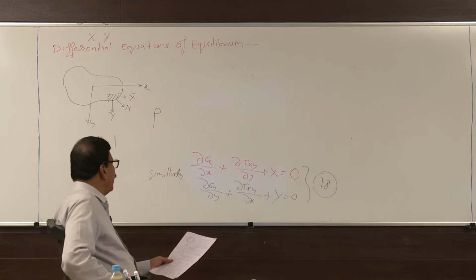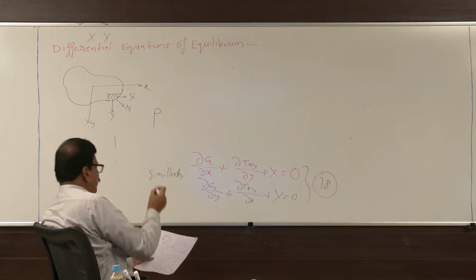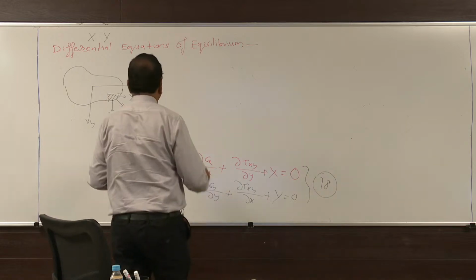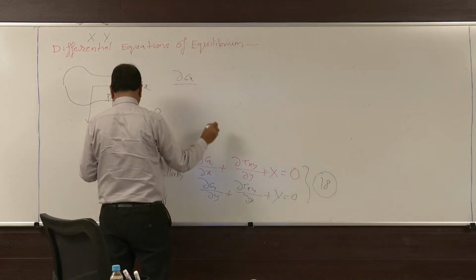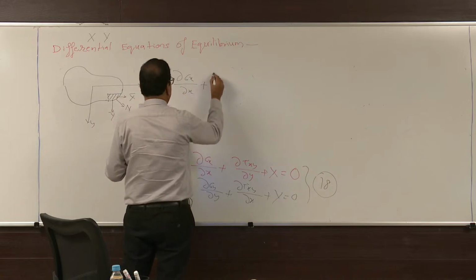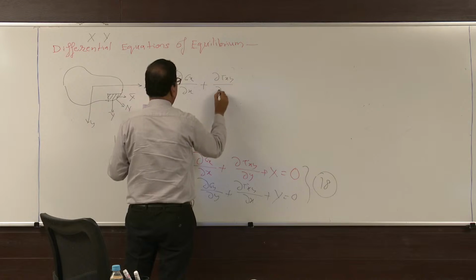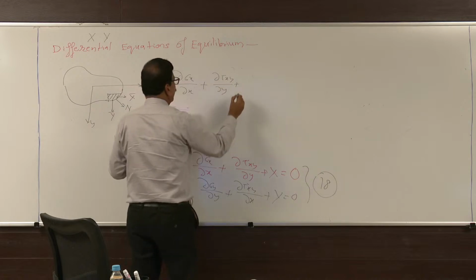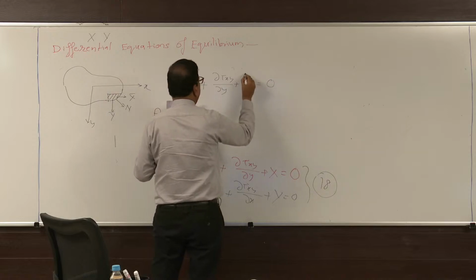So in the x direction there is no body force, so X becomes 0. So in equation 18, put 0 for X. This is X.